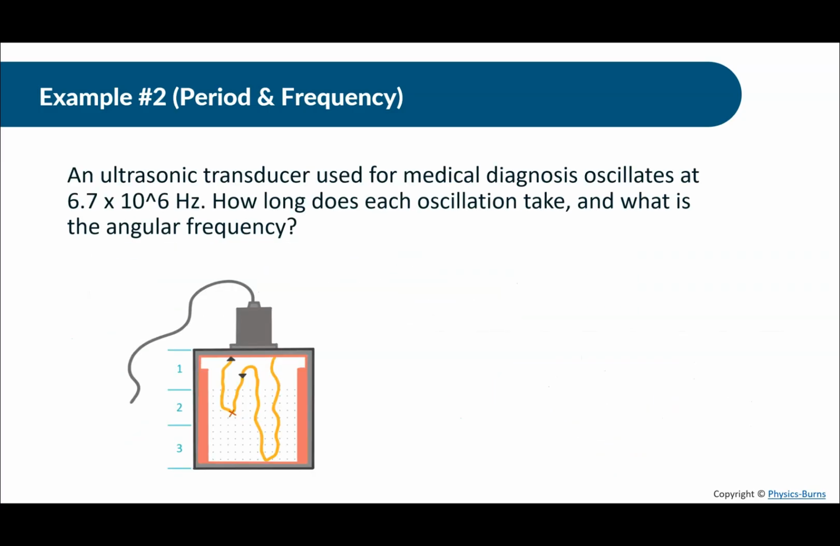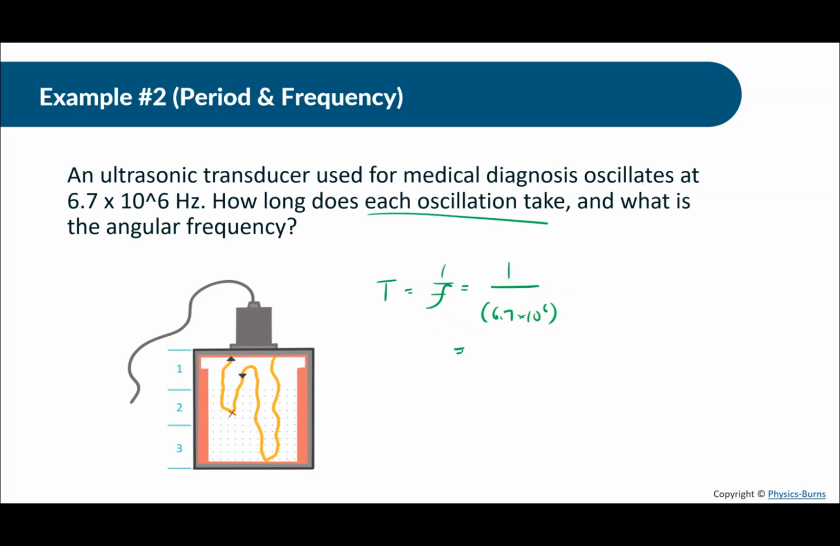Okay, moving on. An ultrasonic transducer used for medical diagnosis oscillates at 6.7 times 10 to the power of 6 hertz. See, this thing oscillates very quickly. How long does each oscillation take, and what is the angular frequency? Okay. So how long does each oscillation take? That's looking for the period now. And remember, period is the inverse of the frequency. So I could do 1 divided by 6.7 times 10 to the 6.